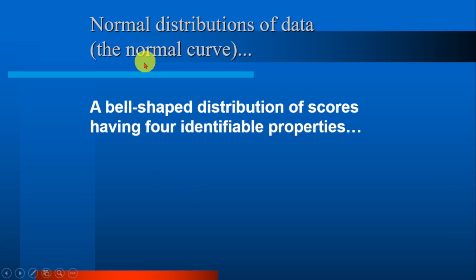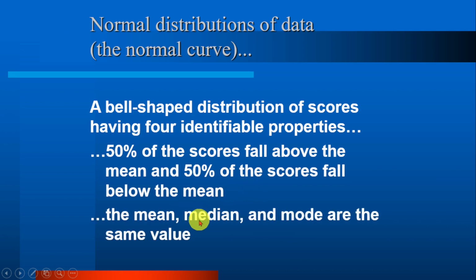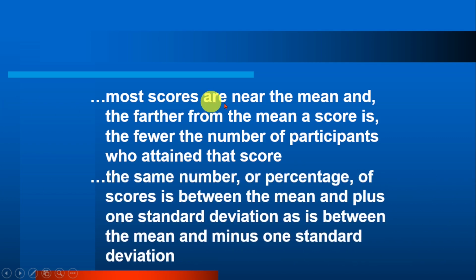Now, normal distribution of data. A bell-shaped distribution of scores having 4 identifiable properties. 50% of the scores are above the mean and 50% of the scores are below the mean. The mean, median, and mode are the same value. Most scores are near the mean, and the further a score is from the mean, the fewer the number of participants who attain the score. The same percentage of scores is between the mean and plus 1 standard deviation as between the mean and minus 1 standard deviation.